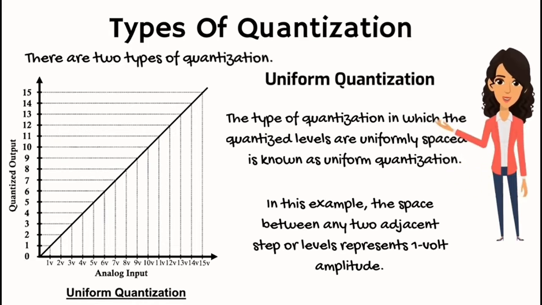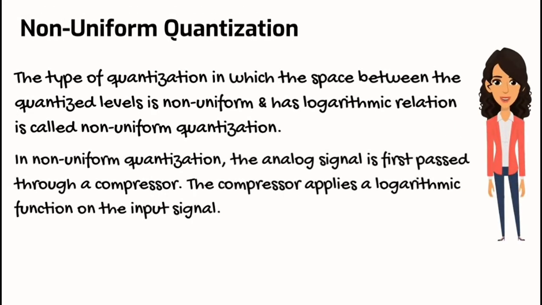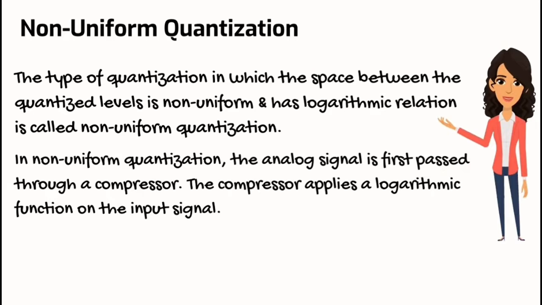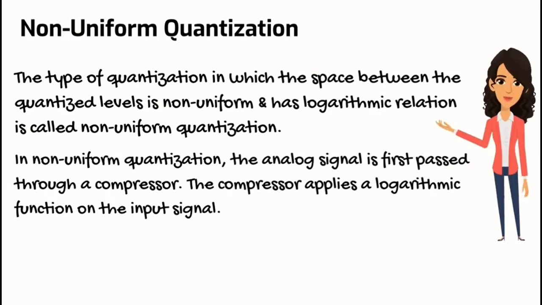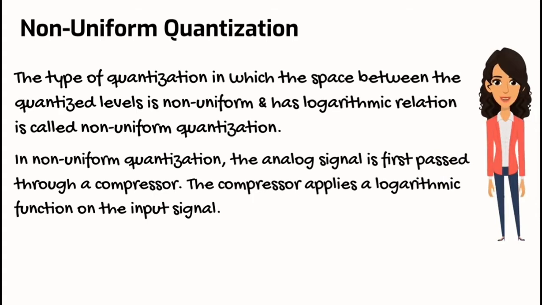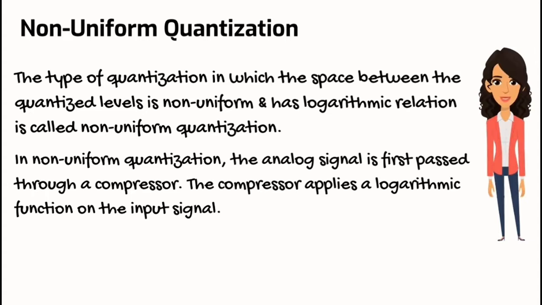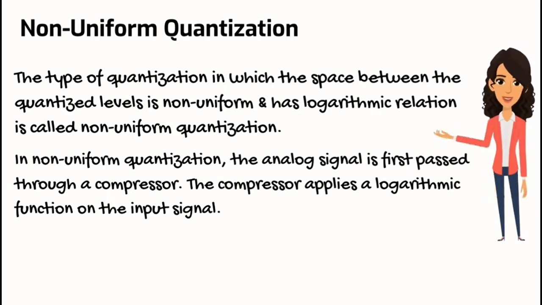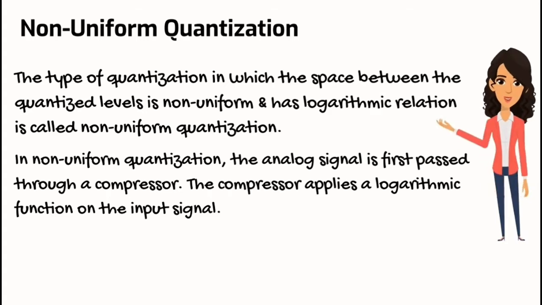The second type is non-uniform quantization. The type of quantization in which the space between the quantized levels is non-uniform and has logarithmic relation is called non-uniform quantization. In this, the analog signal is first passed through a compressor. The compressor applies a logarithmic function on the input signal. The input signal has a high difference between its low and high amplitude. In the output signal, the low amplitudes get amplified and high amplitude levels get attenuated, thus making a compressed signal.